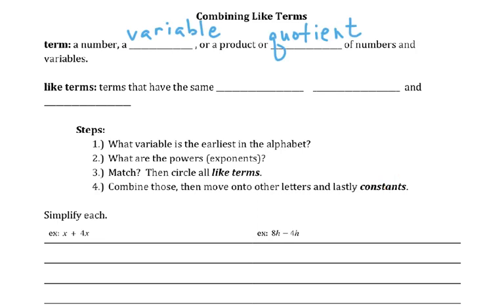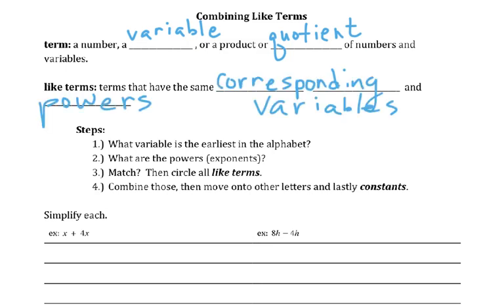Like terms are terms that have the same corresponding variables and powers. Since I'm working on an iPad, this is a little bit difficult to get those into both blanks, here and here, but try your best to write that in neatly in those spots. Also with powers, let's tag this, drawing an arrow to it, because a power is the same as basically saying an exponent.